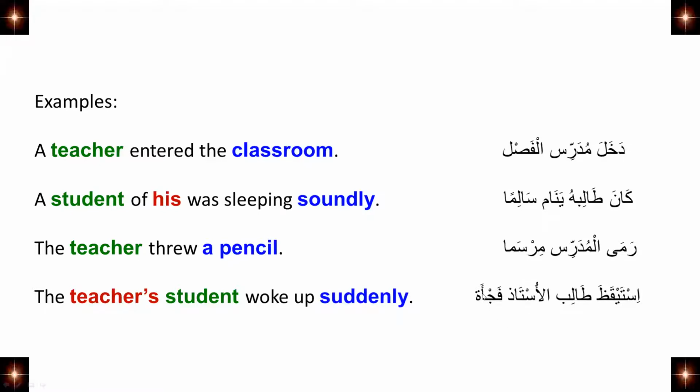Okay. Then faj'atan. Faj'atan is how the istiqaz was done. How did he wake up? How the wake up. So this is answering the question of how. Okay. So it is also in nasb. So it becomes faj'atan. Okay.